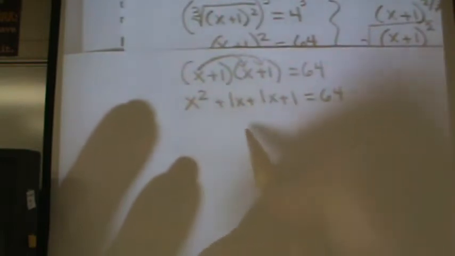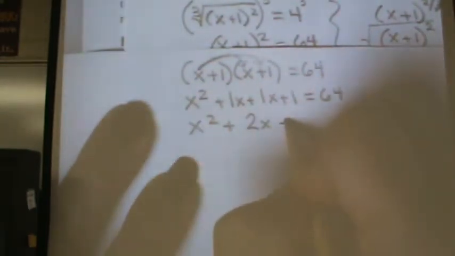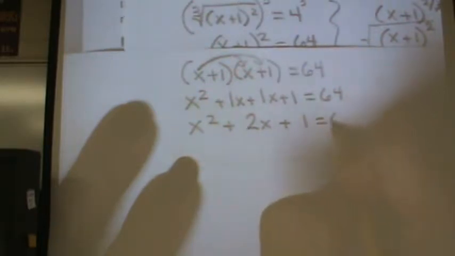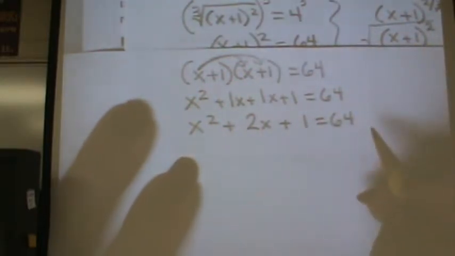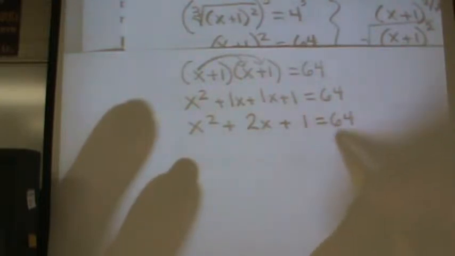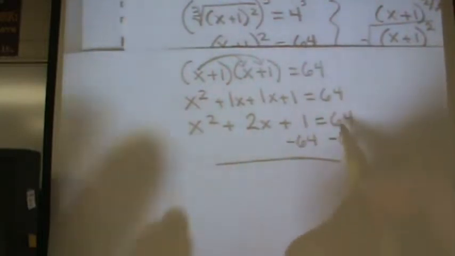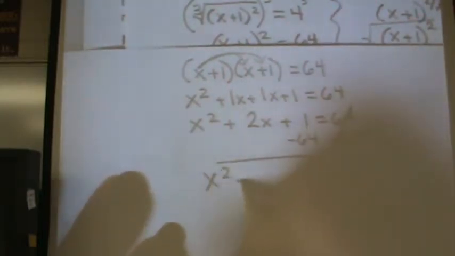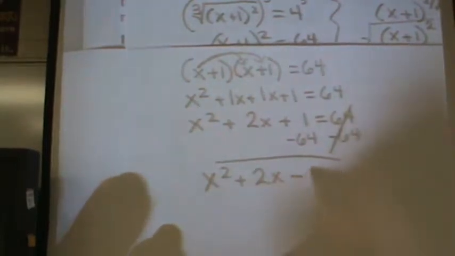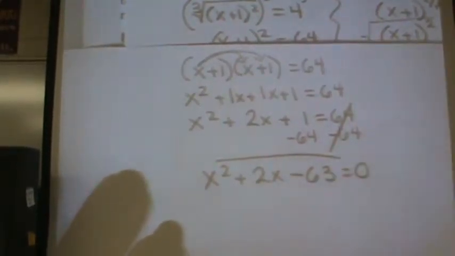Does anyone know what they could do next? Combine like terms. Subtract 1. Subtract 64, since you want a 0 on this side. I'm glad you said it. If I were to say it's too long, you guys wouldn't want to do it.